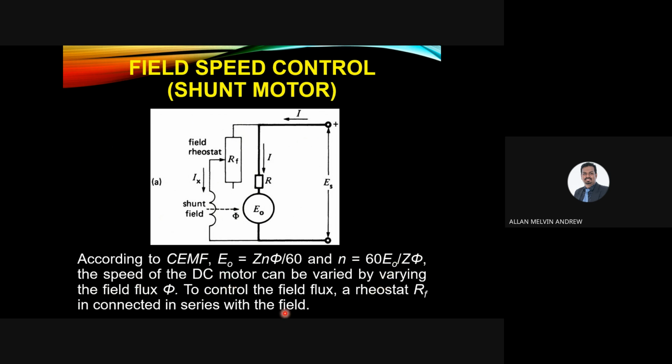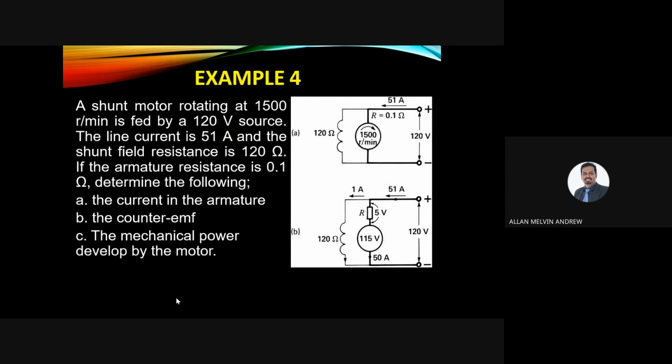Okay. So to control the field flux, the rheostat RF is connected in series with the field. So we have a shunt field and we have a rheostat. A rheostat is like a potentiometer. We can control the value of the resistance. Okay, so we can see an example.